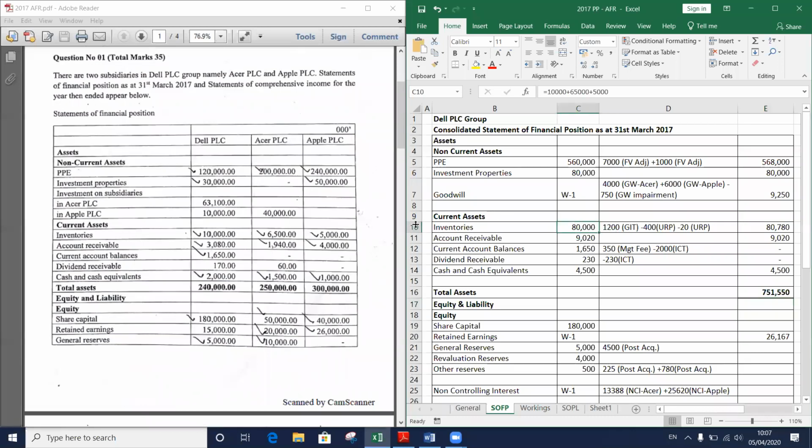Here inventory value should not be 80,000 now. 10,000 plus 6,500 plus 5,000, 11,500. 21,500.